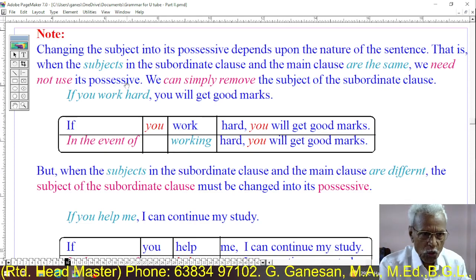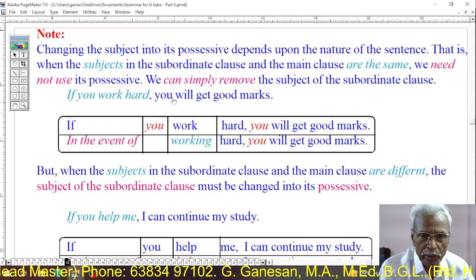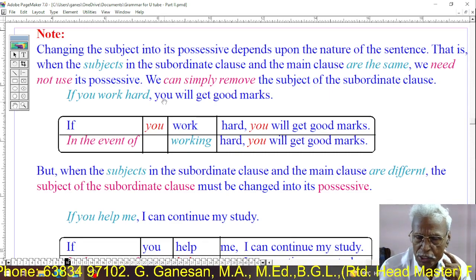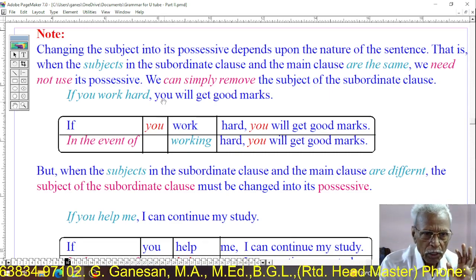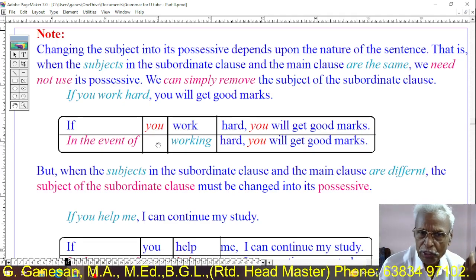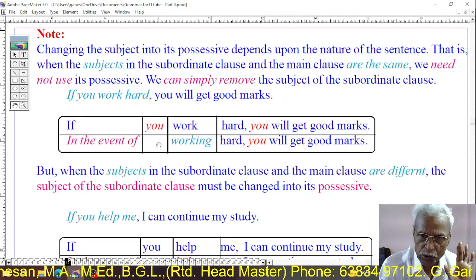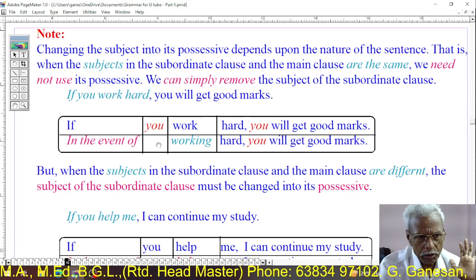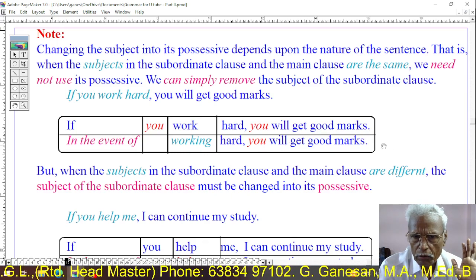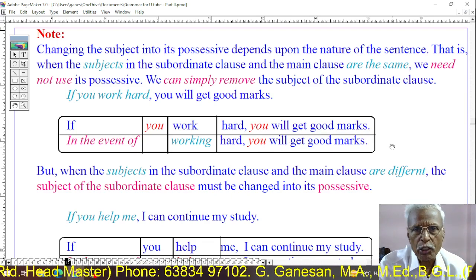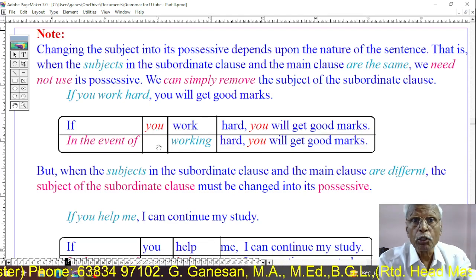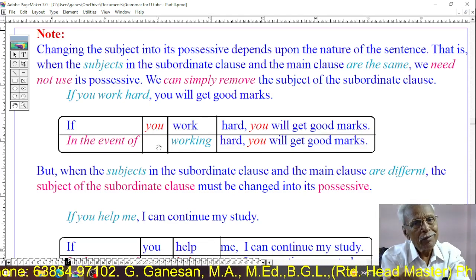Example: if you work hard, you will get good marks. Here the subject in the subordinate clause is "you", and here also the subject is "you". So the "you" need not be changed into its possessive. It can be totally removed. In the event of working hard, you will get good marks. We need not change the "you" into its possessive. If you change it into its possessive, no matter.